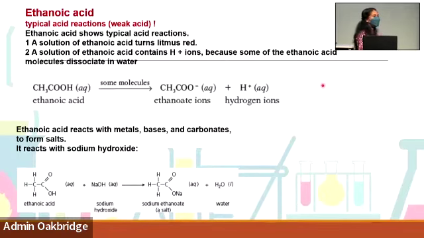Ethanoic acid is one of the weak acids in the group of carboxylic acids, because ethanoic acid has very few hydrogen ions. So when an acid has less hydrogen ions, that is considered to be a weak acid. Okay, so that's why ethanoic acid is supposed to be a weak acid, but it will have all the acidic properties, but the pH will be very high.